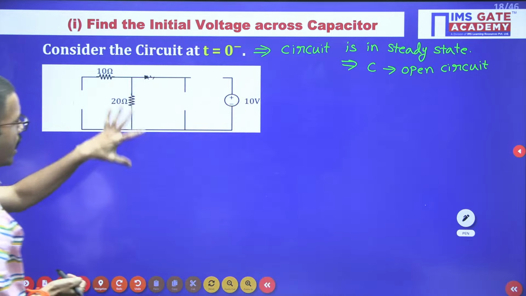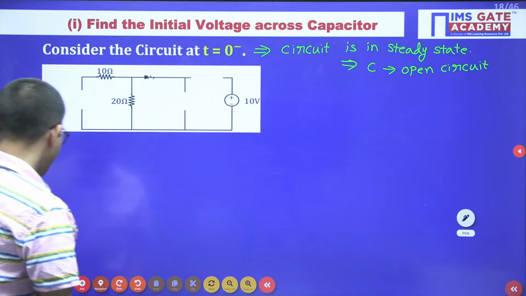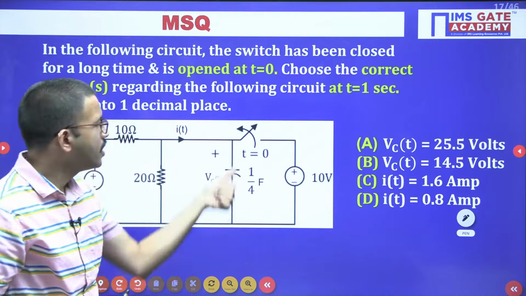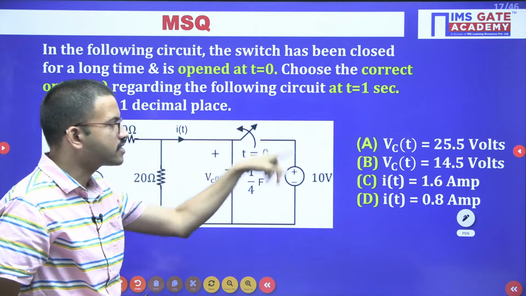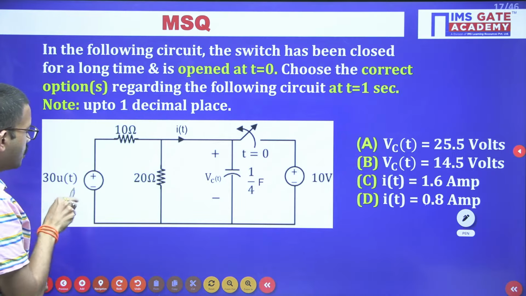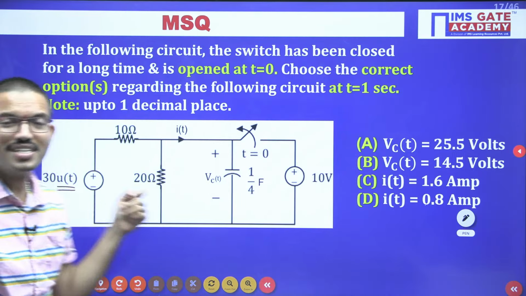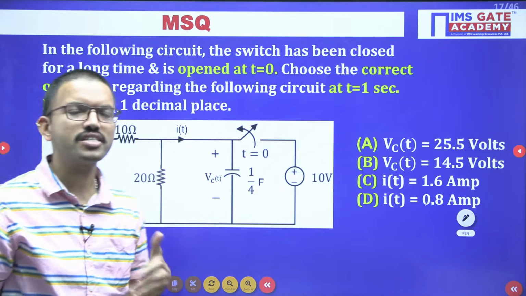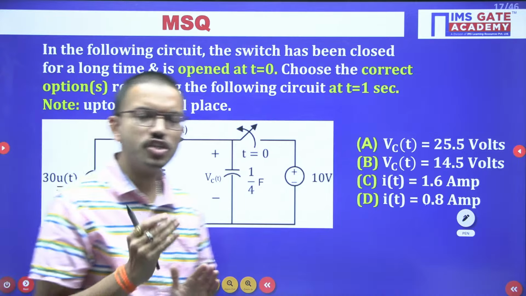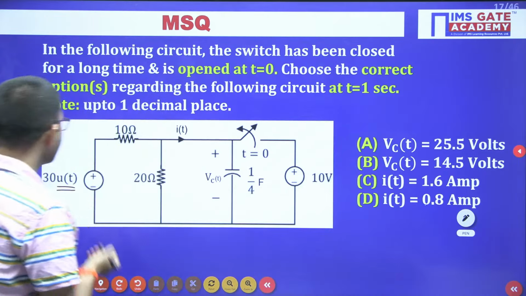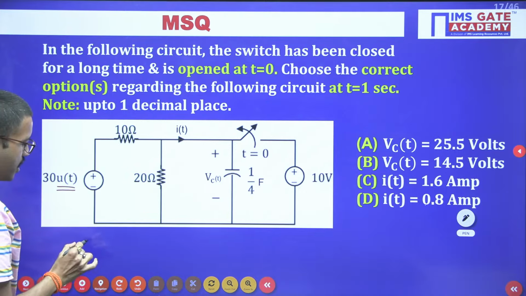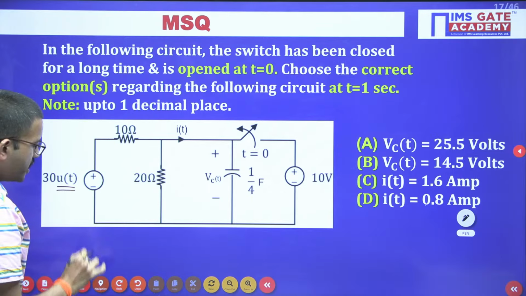Now we have to consider the circuit diagram at t equal to 0 minus. In this circuit diagram, you have a switch, which indicates that this question belongs to a transient problem. In addition, you have the voltage source represented in terms of u of t. U of t is what? Step function. So this value is present from the t equal to 0 instant onwards. For those who do not have that much knowledge regarding 30 u of t, I am representing it here.